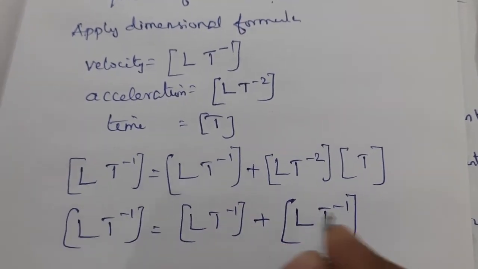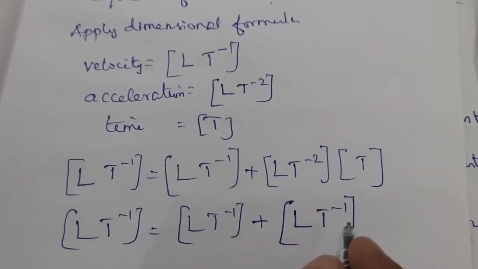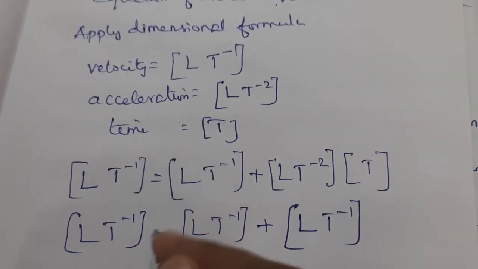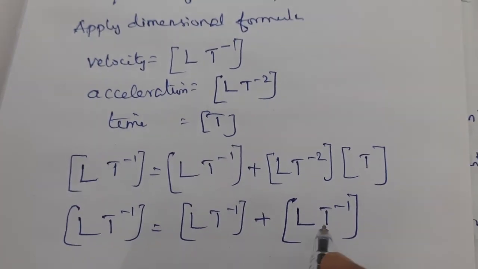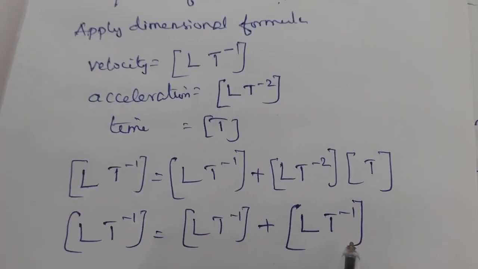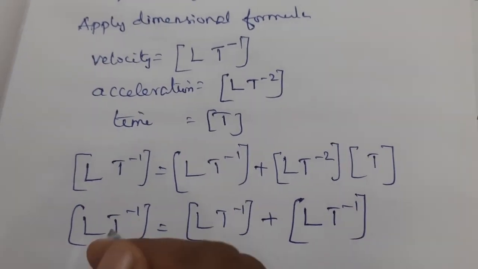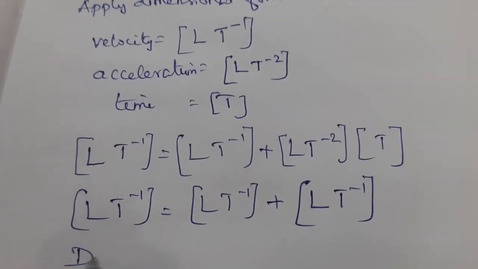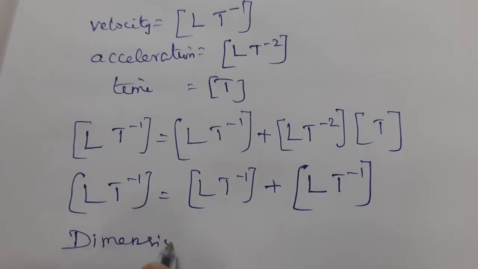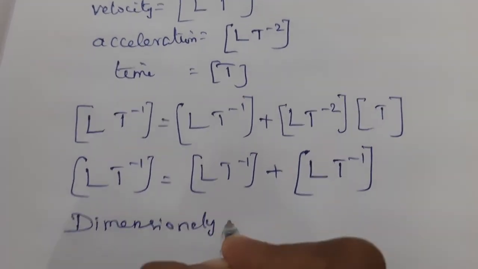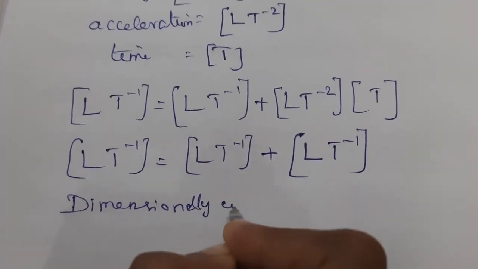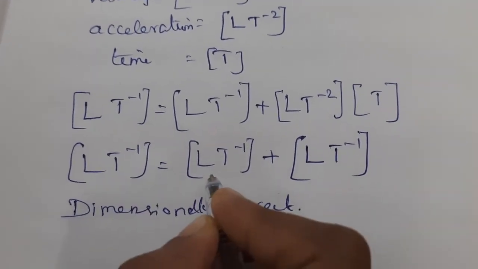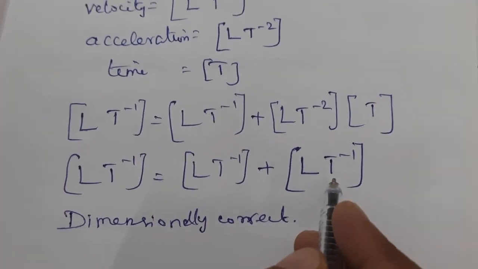Quantities of same dimensions only can be added. See this equation? The dimensions of each term are the same. The dimensions of both the sides are the same. Hence the equation is dimensionally correct. LT raised to minus 1, LT raised to minus 1, LT raised to minus 1.